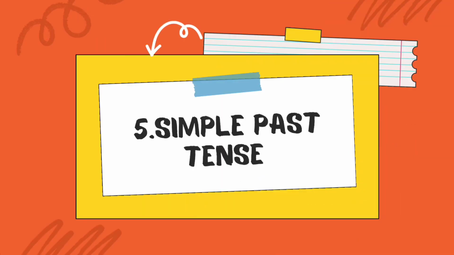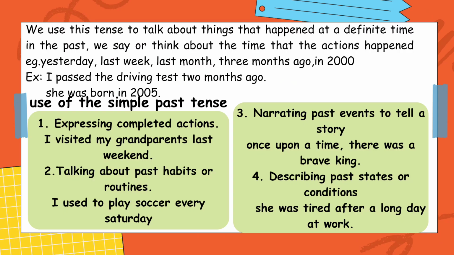Simple past tense. We use this tense to talk about things that happened at a definite time in the past. We say or think about the time that the action happened. Example: yesterday, last week, last month, 3 months ago, in 2000, etc. Example: I passed the driving test 2 months ago. She was born in 2005.